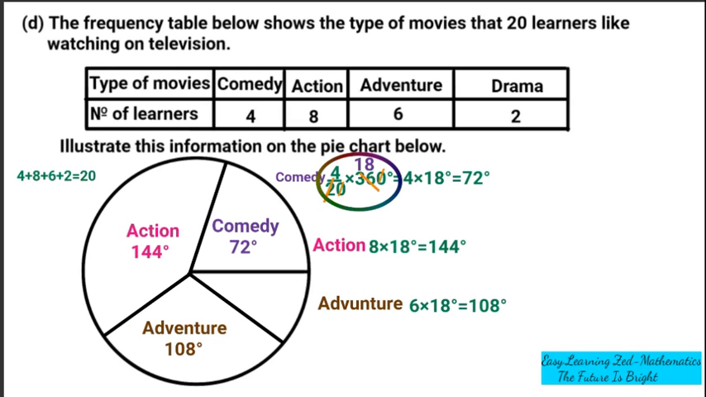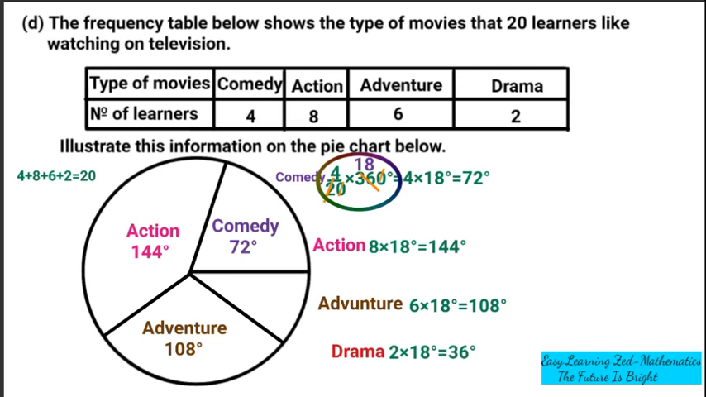Okay, so let me write drama. Then drama, how many? There are 2. Then I'm going to multiply 2 by 18 degrees. The 18 degrees is coming from there where it's purple. I'm skipping that stage because of time. So 2 multiplied by 18 will give us 36 degrees. Okay, so the value of drama is 36 degrees. So I'm going to say drama 36 degrees. And that is the correct answer.